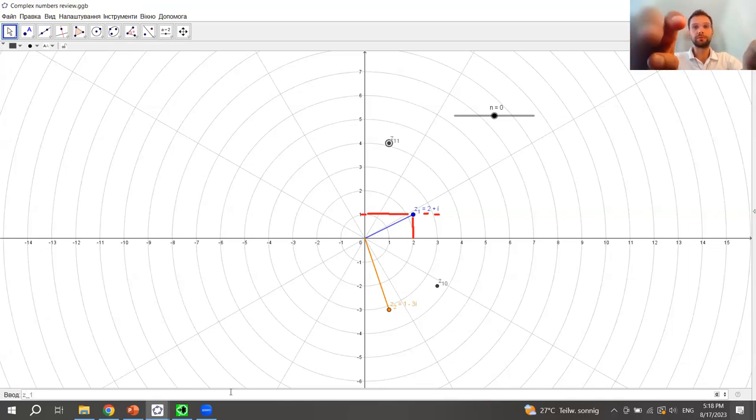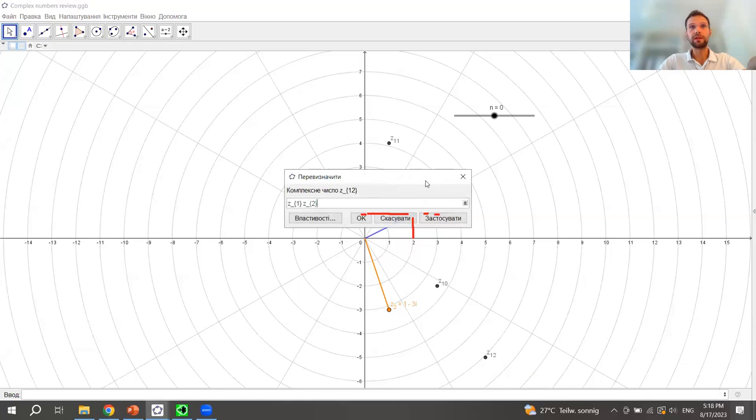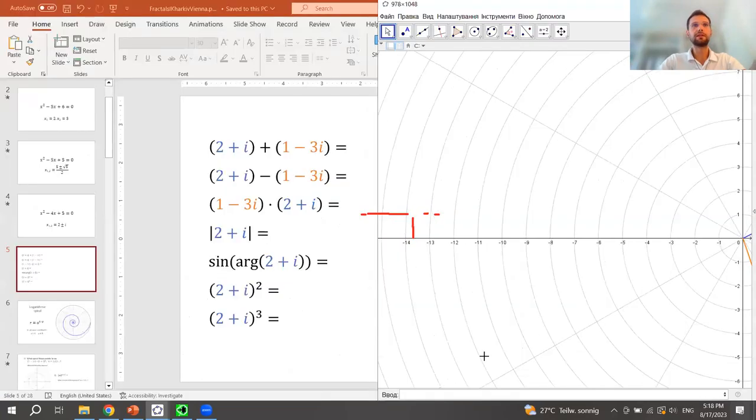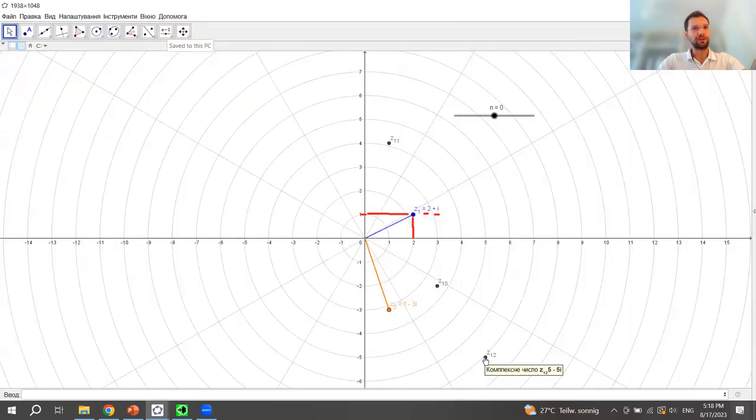Well, I can do the multiplication. More or less everything that we did, we can double check. So let's see. It's 5 minus 5i, which tells us that I made a mistake in the computation. So the product of Z1 and Z2 should be 5 minus 5i.